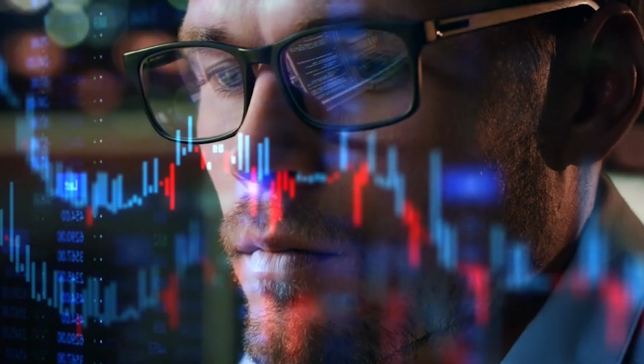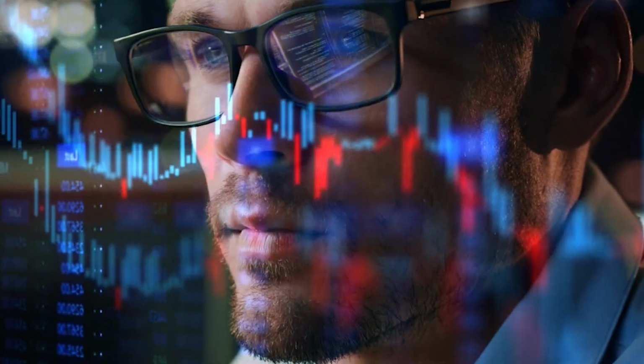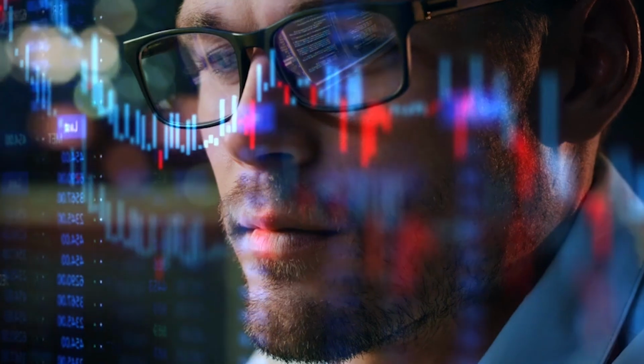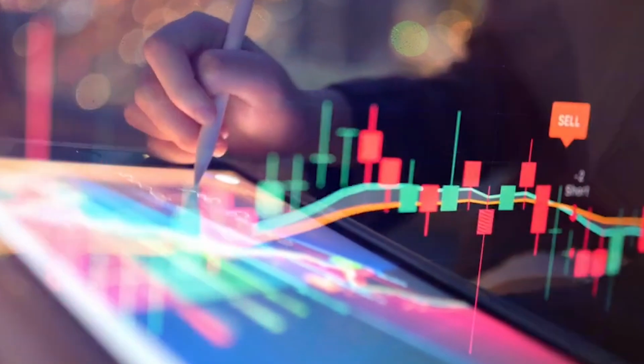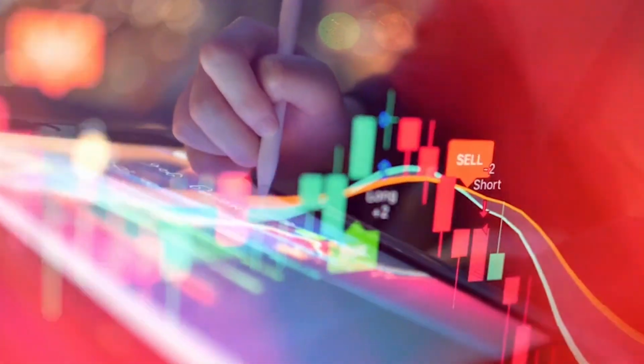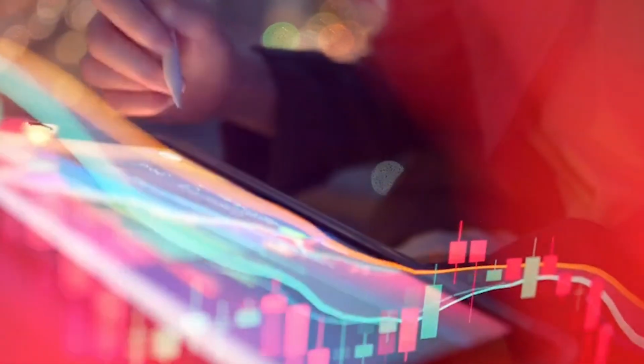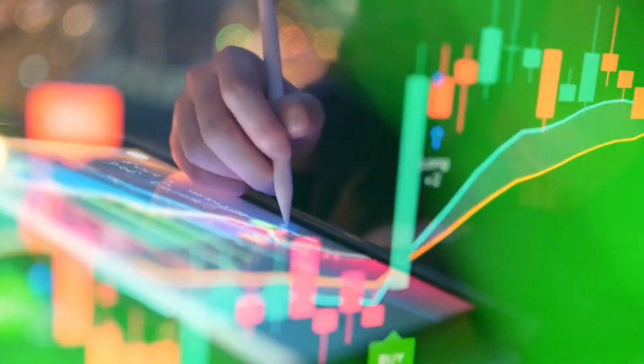Retail traders lose to Wall Street not because they're less smart, but because they have less data. What if you had AI tools that give you institutional-grade trading insights in real time? Meet Tradytics, the platform that bridges the gap between Wall Street and individual traders.